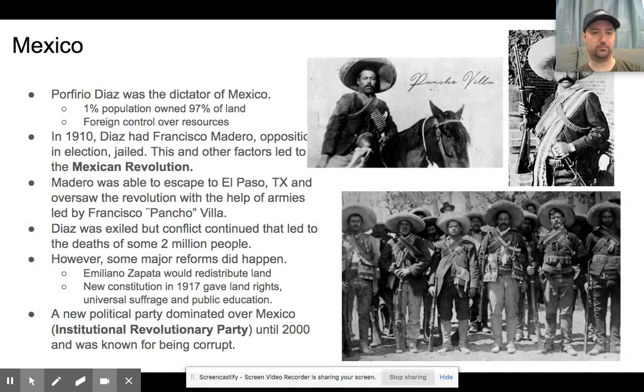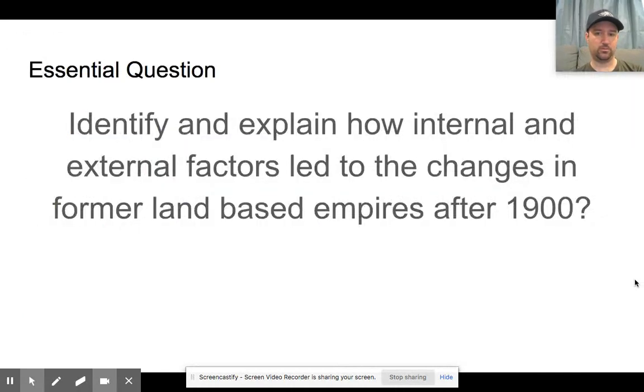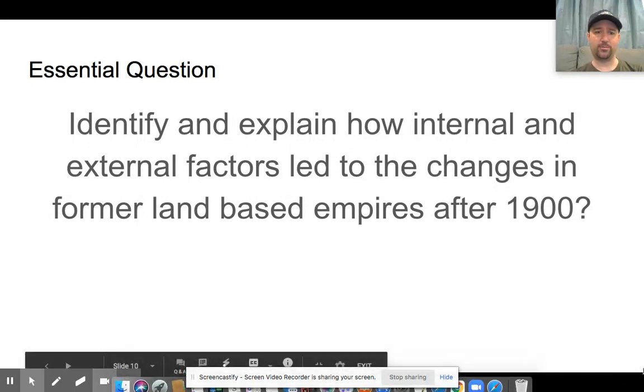All right, there we go. So that's it for this part of the lecture. Next, we will talk about the causes of World War One. So identify and explain how internal and external factors led to the changes in the former land-based empires after 1900. Make sure you submit this on Canvas, and I will see you all later.